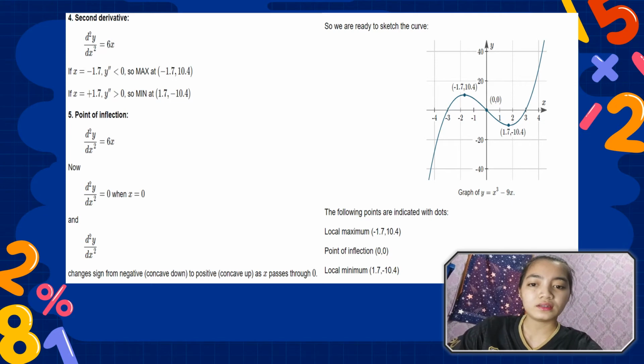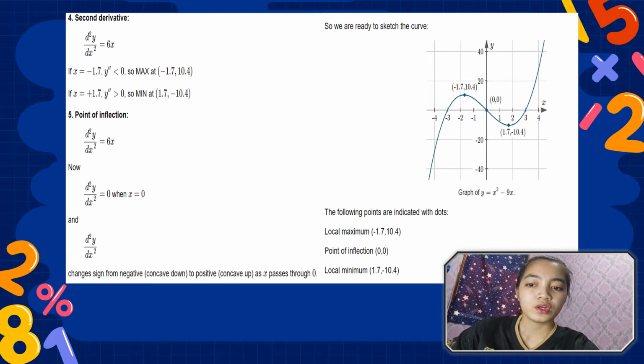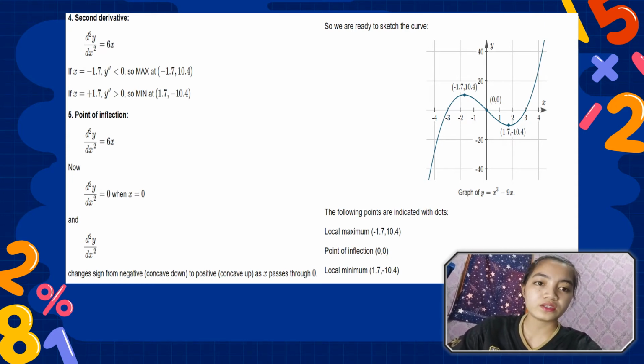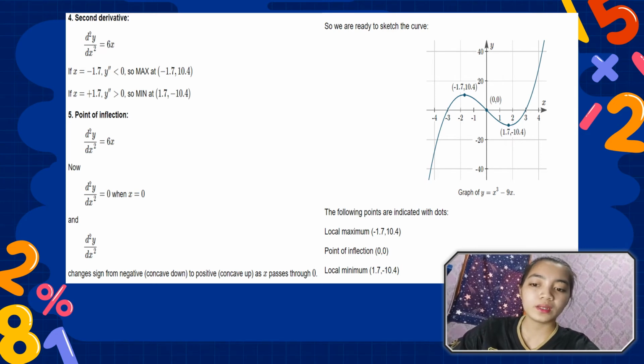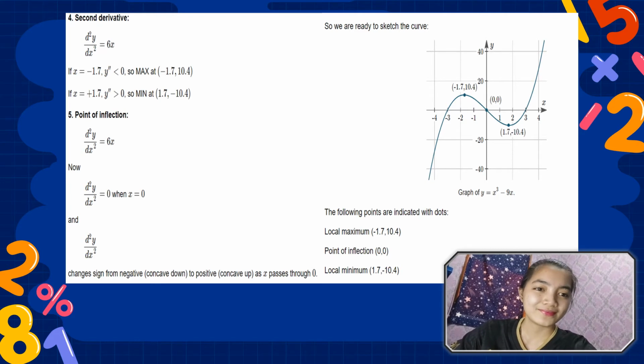There is the graph of y = x³ − 9x. The following points are indicated with dots. Local maximum at (−1.7, 10.4). Point of inflection at (0, 0). Local minimum at (1.7, −10.4).